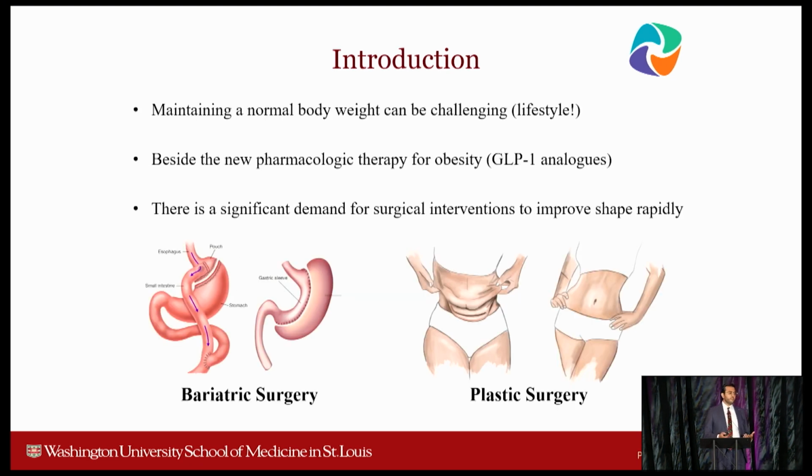We all know we're living in a pandemic of obesity. At the same time, our lifestyle makes it difficult for us to lose weight. And with the current increase in the market for the GLP agonists, this has produced a significant demand for surgical interventions to improve body shape in no time. When we speak about surgeries for obesity, I'm not promoting plastic surgery as a surgery for obesity. So we have two types of surgery: bariatric surgery and plastic surgery.